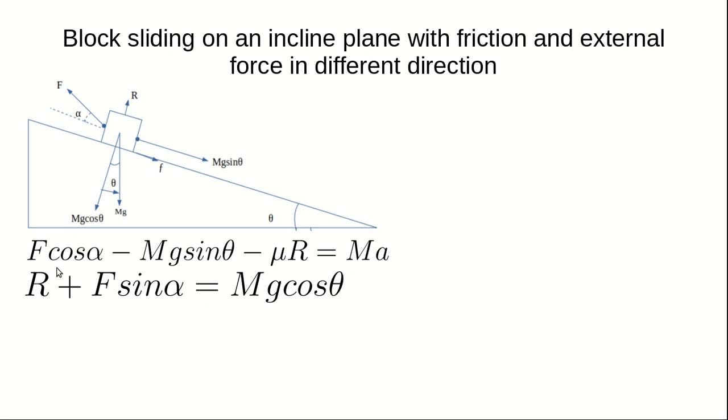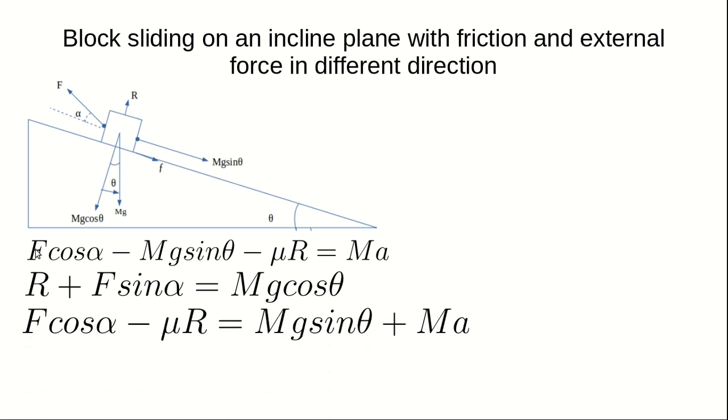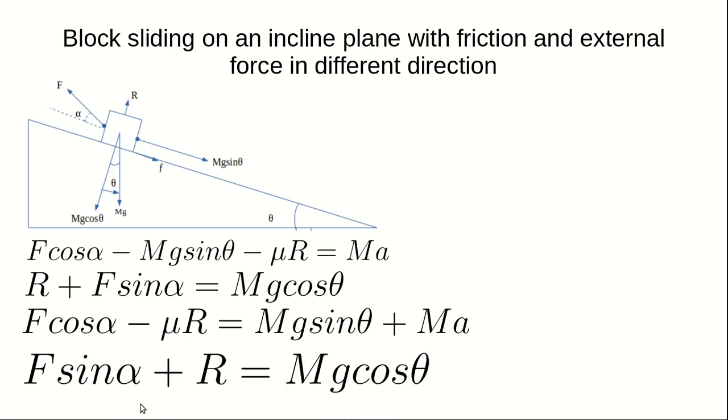If we resolve this properly in terms of F and R, and send any other thing that does not contain F and R to the other side, for the first equation we have F cos alpha minus mu R equal to mg sin theta plus ma. If we rearrange the second one, it becomes F sin alpha plus R equal to mg cos theta. So these are the two equations governing this particular system.